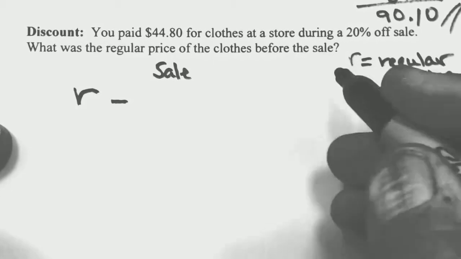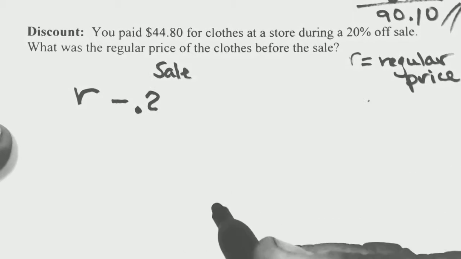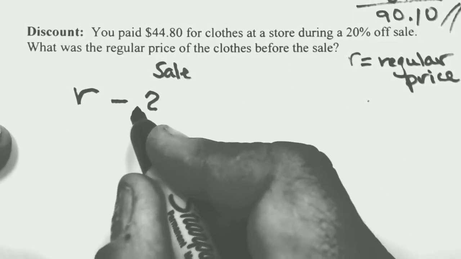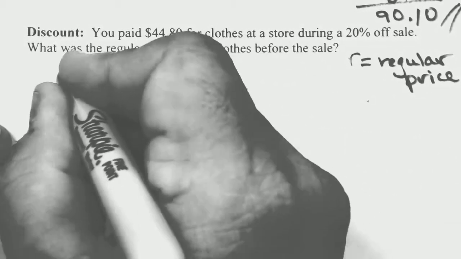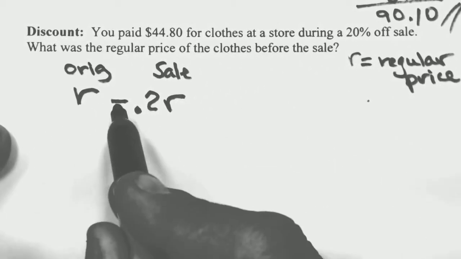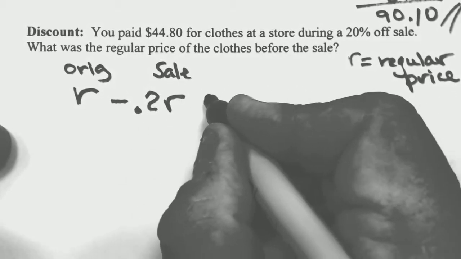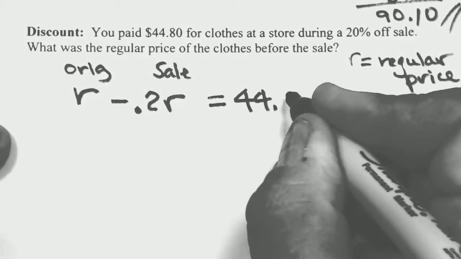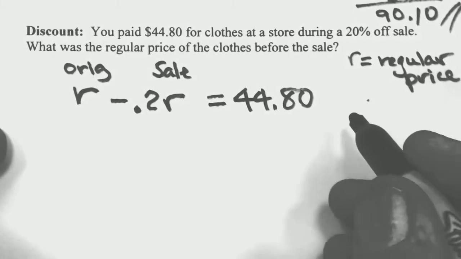20% off. Well, we can make that a decimal, just 0.2. You don't need to put the 0 here unless you really want to. And of course, like it was with the sales tax up above, it's 0.2 or 20% of what the original cost was. It's the original over here. So we get R minus 0.2R. This is the sales amount that's being reduced. And that, of course, is the price you end up paying, which in this case was $44.80.